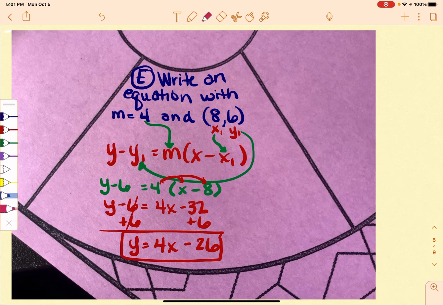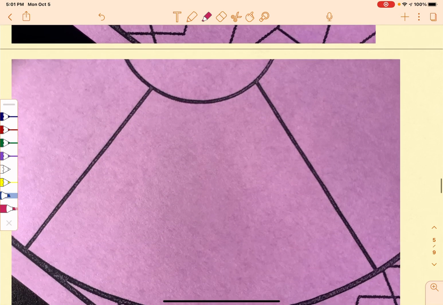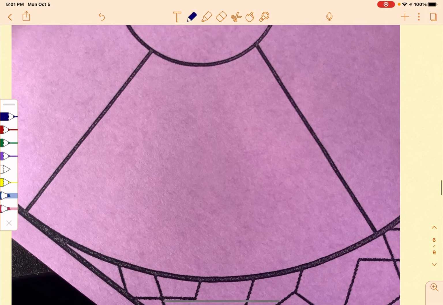Okay, now this equation right here is in slope-intercept form. If they just say write any equation, you can stop there. So you just have to make sure of what kind they need. Okay, let's look at one more. So we're going to do the same thing. We're going to call this f.